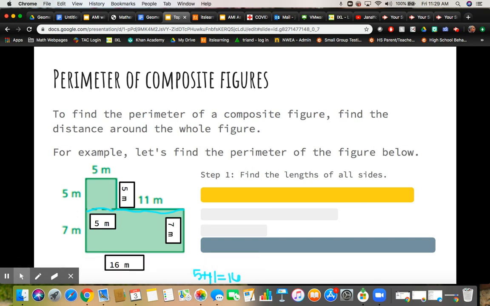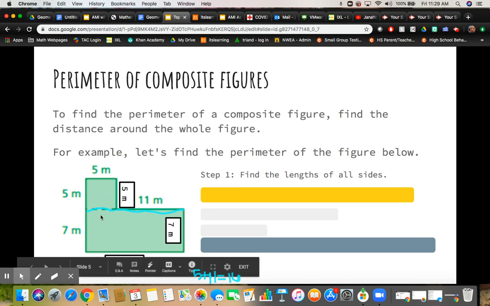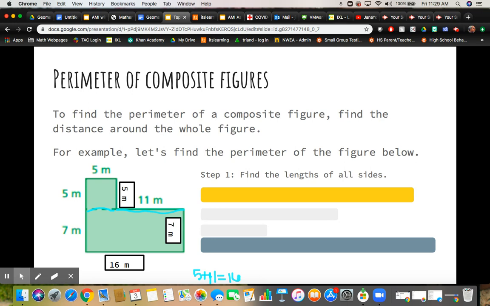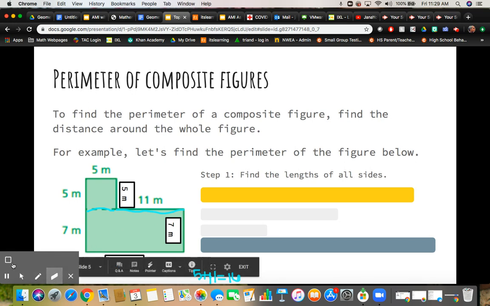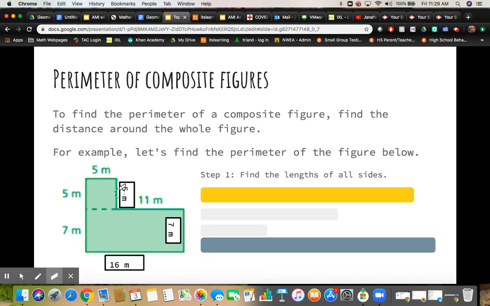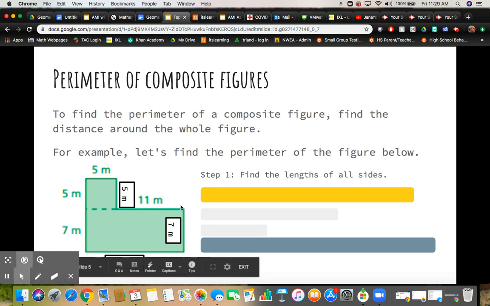So the next thing that we need to do is find what the actual perimeter is. And if you notice, I just made my 5 here disappear. But the reason why I did that is because when I'm talking about the perimeter, I'm talking about everything on the outside edges. And that 5 that was contained inside was inside my figure, not on the outside edges. So, let's find the perimeter.